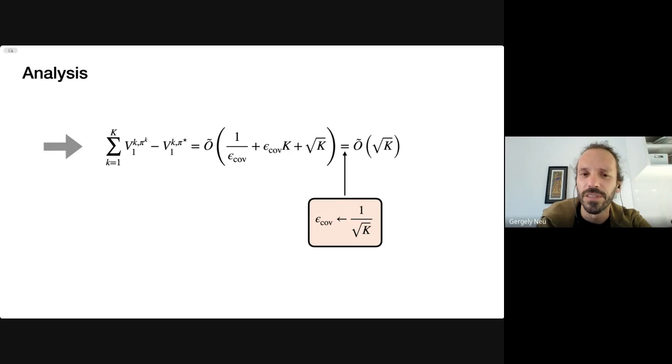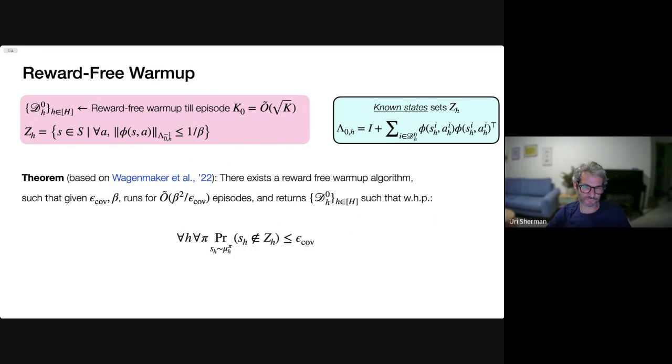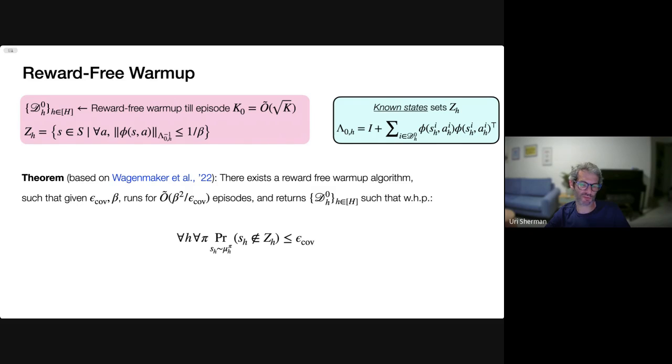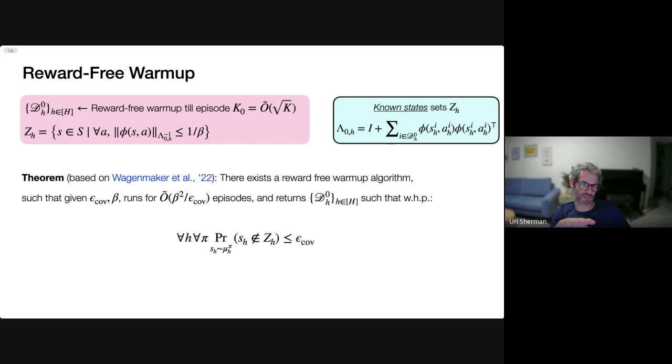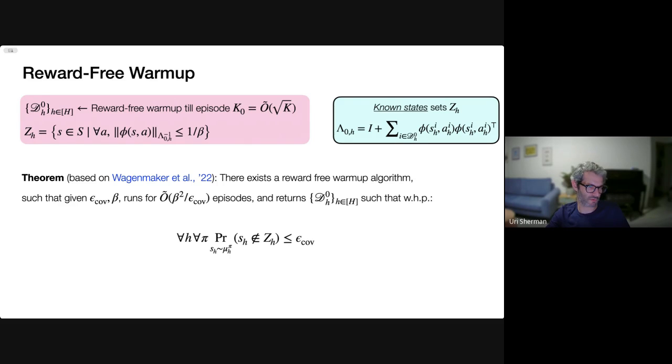So the way that you said it is that the probability of seeing a state S that is outside the known set is small. I'm just a little confused as to the meaning of this statement. So is it the case that the probability that you will ever see a state that is in the unknown set is small? Yeah, exactly. It means that no matter which policy you play in the MDP, the probability of it getting to an unknown state, unknown in the sense that is written above here, that the potential is larger than 1 over beta, is smaller than this epsilon coverage parameter that was given to the algorithm.